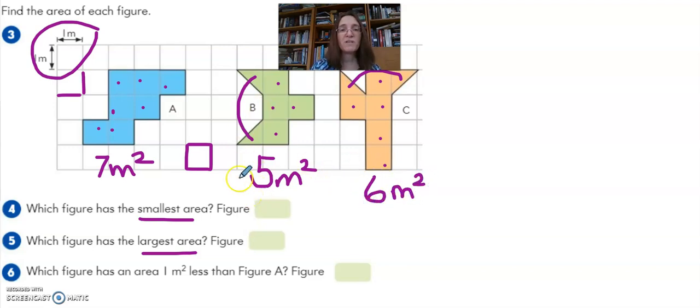Which figure has the smallest area? Well, they named these with letters, so I'm going to say figure B because it has 5. Which figure has the largest area? Going with A. And which figure has an area 1 meter square less than figure A? That would be C. So that's having you figure out the area, but then apply it to answer questions.